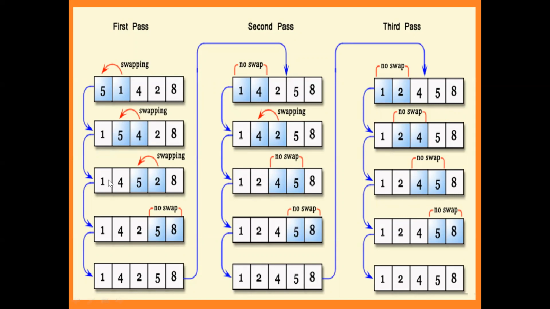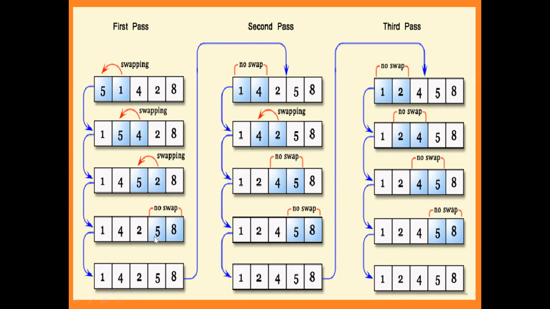So in the next step, 4 and 5 are swapped. So 5 is in the third position. Now compare this 5 with the next position. Again, this 5 is greater than 2, so swap these two numbers. After swapping, we get 1, 4, 2, 5, right?